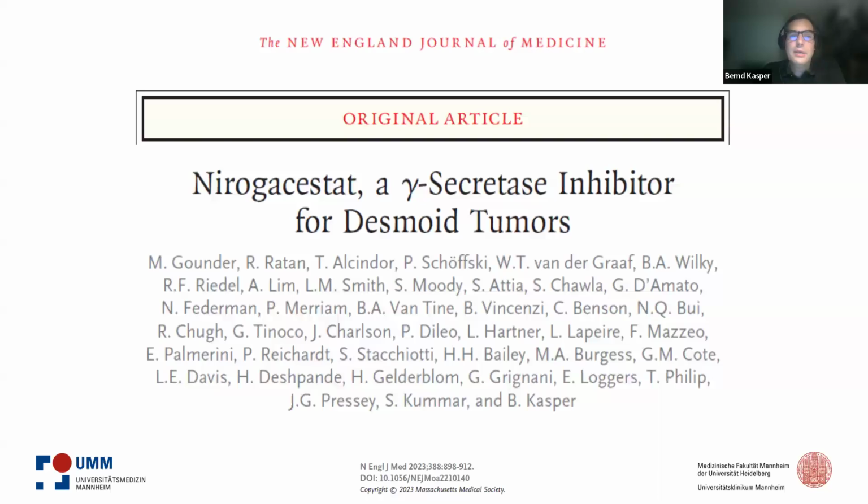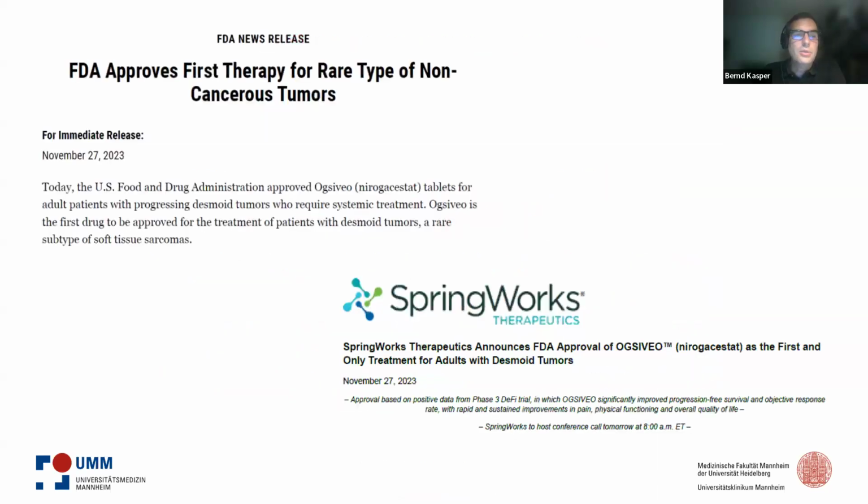We published this study last year in the New England Journal of Medicine, very prominently. And what is even more important, this trial and this publication at the end led to the approval of this drug. This is shown on the next slide. In November last year, FDA approved the first therapy for desmoid tumors, and nirogacestat was actually approved for adult patients with progressing desmoid tumors who require systemic treatment. This is important to tell: it should be only used for patients with a progressive tumor. Okay, next one.